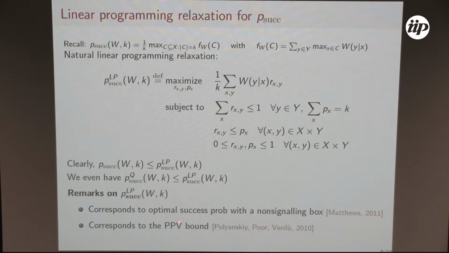So why is this interesting? Because if I can show that this LP is not too far from the optimal success probability, then it will show, because this quantum success probability is sandwiched in between, that there's no big difference. Actually it turns out that this LP corresponds to the optimal success probability using a non-signaling box between the sender and the receiver. I won't get into details of what this means, but there is a natural operational interpretation to this LP also. And it corresponds to something which is well studied in the information theory literature, sometimes called the PPV bound or meta-converse, due to Polyanskiy, Poor, and Verdú.